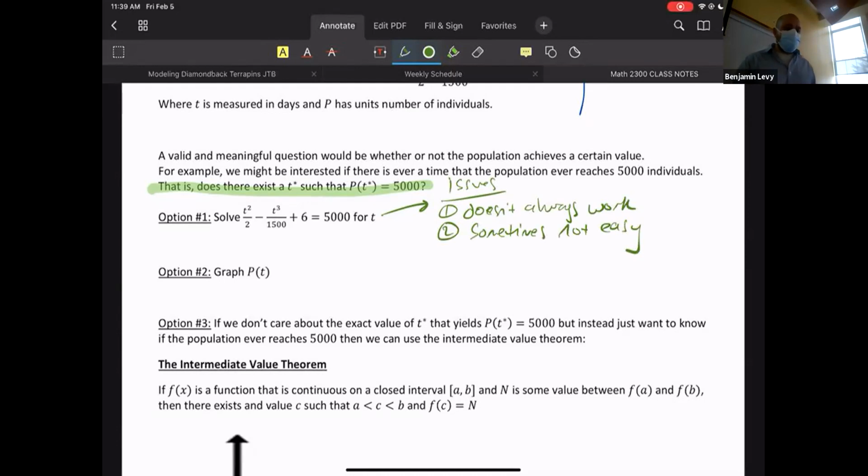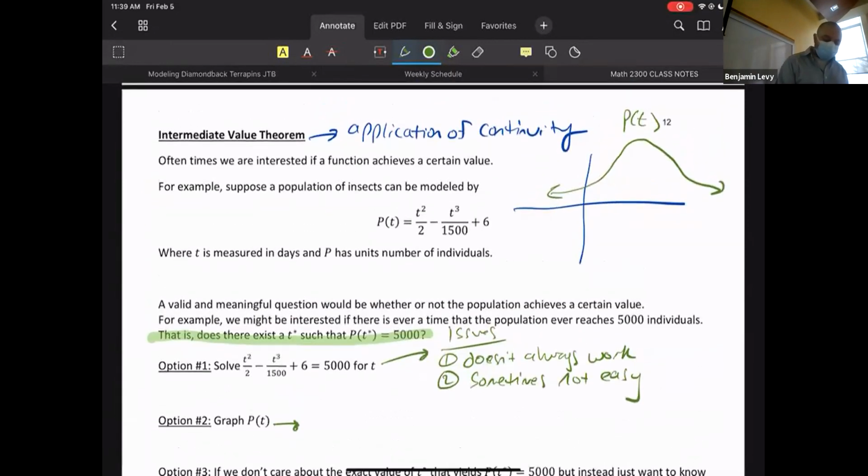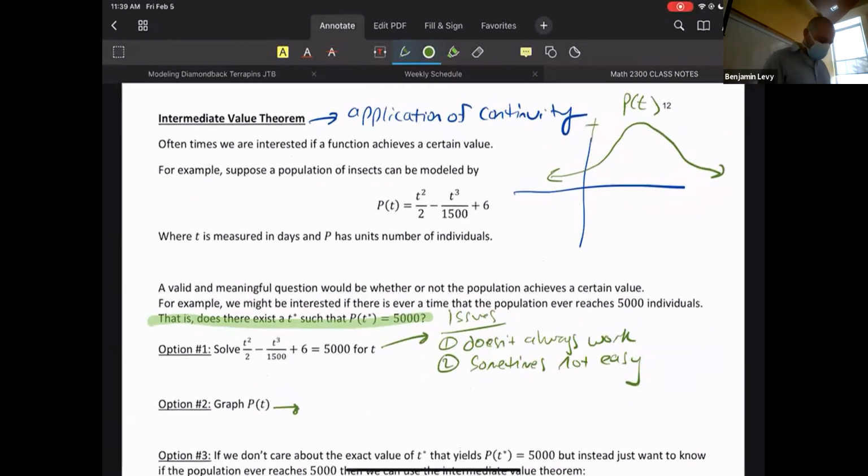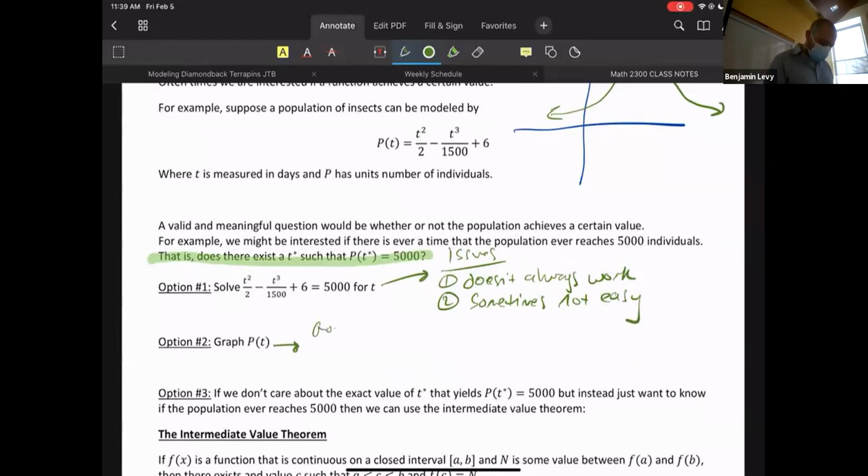Graphing is a good way to do it, right? Like if we had the graph that looked right here, if we knew what this top point was, we might be able to say, is it bigger than 5,000? And so that's a good approach, but maybe not exact. And there might be a hidden discontinuity, like a hole or something.